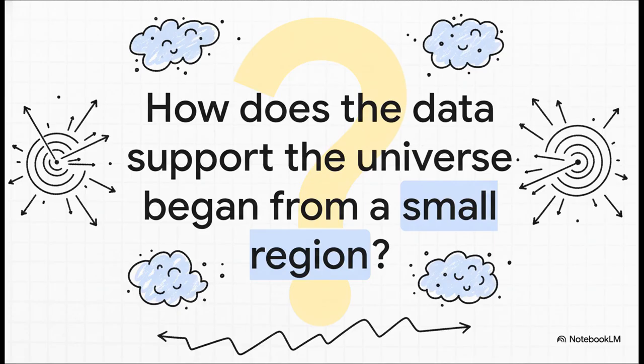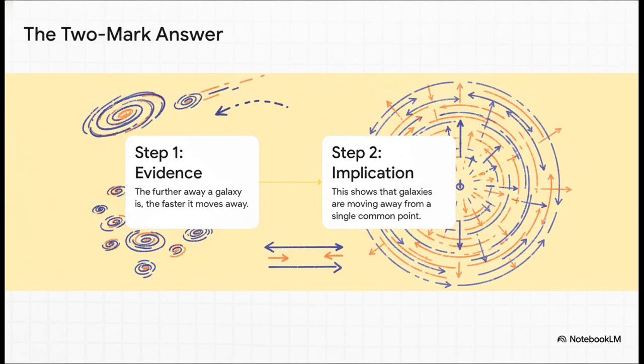Okay, now this next one is where it gets really interesting. This is a 2-mark question that requires you to connect the data directly to the theory. Explain how the data in Figure 9 supports the suggestion that the universe began from a very small region. Because this is a 2-mark question, you need a 2-part answer. Step 1, state the evidence from the graph again. The further away a galaxy is, the faster it moves away. Step 2, explain the implication. If everything is moving apart from everything else, then if you rewind time, it must have all started from a single common point. Evidence plus implication equals 2 marks.